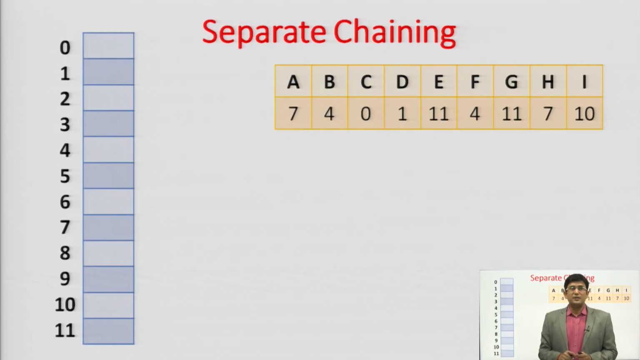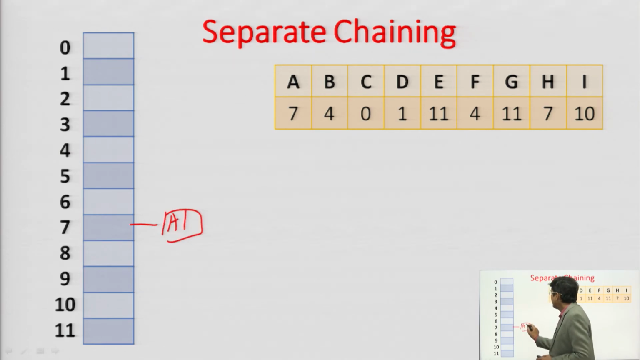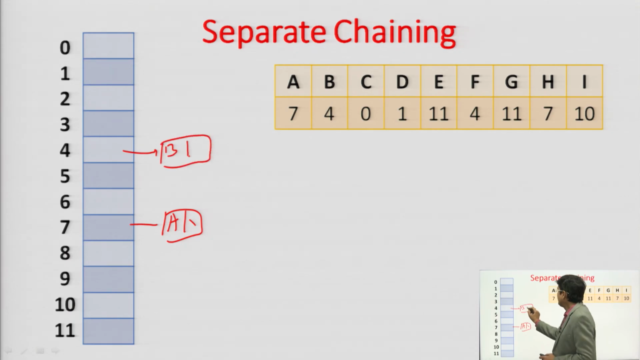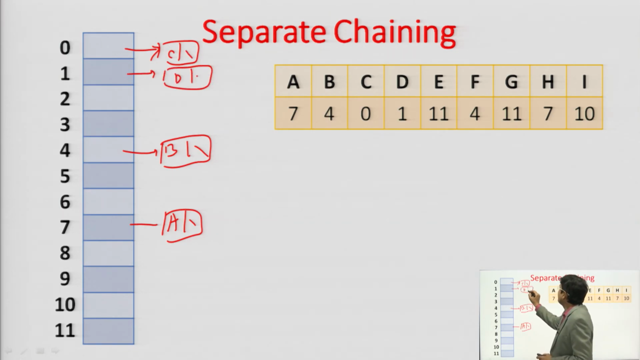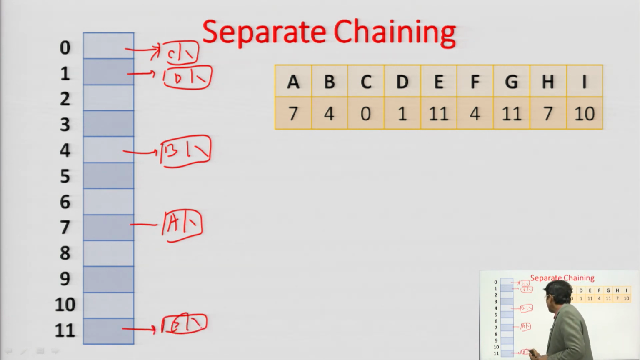What happens in the separate chaining? If A has a location 7, store A here. In case B has 4 location, store B here. In case C has 0 location, store C here. In case D has 1 location, store D here. E has 11 location, store E here.